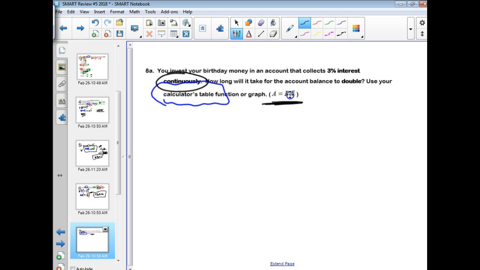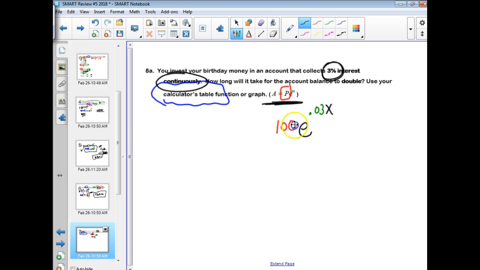How much money do you want to invest? $100 sounds good. It's what Meyer always invests. You can use anything you want here for the P. So I went with 100 because that's what you guys told me. And then e to the, how do you write 3%? 0.03. And it says, when will your money double?